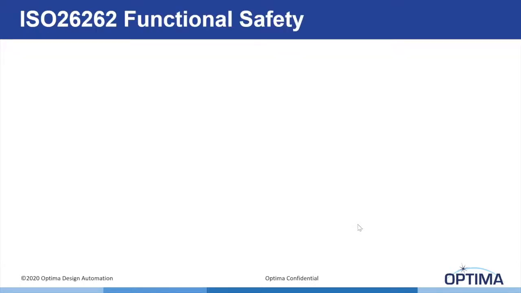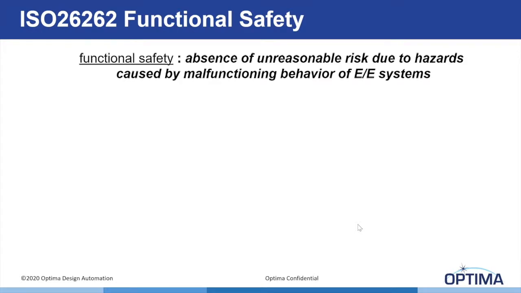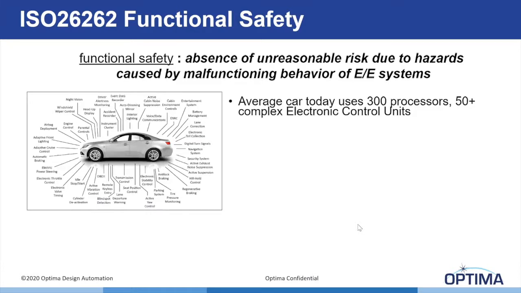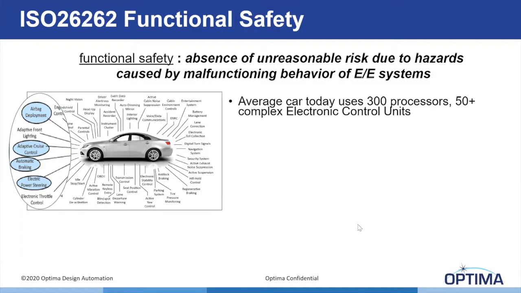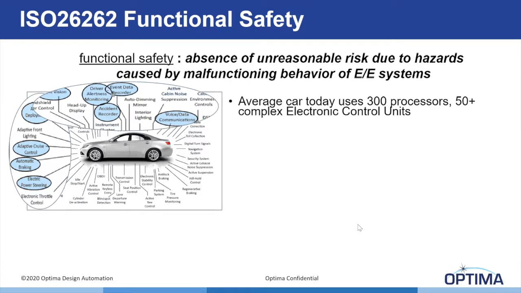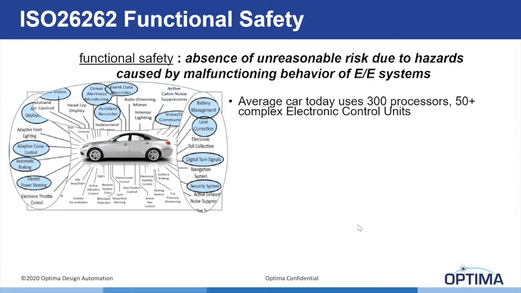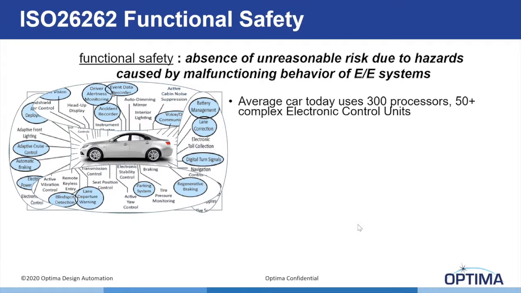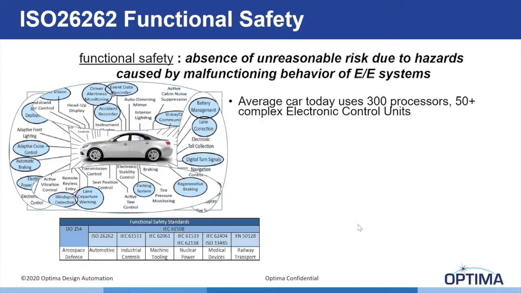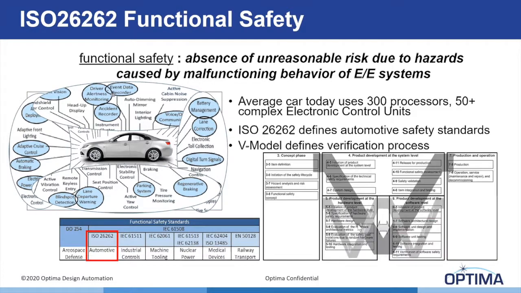ISO 26262 defines functional safety as the absence of unreasonable risk due to hazards caused by malfunctioning behavior of electrical and electronic systems. The average car today uses 300 processors and 50 plus complex electronic control circuits. It's used everywhere: airbag deployment, event data recorder, voice data communications, accident recorder, battery management, lane correction, parking systems, regenerative braking, etc. There are many functional safety standards available for each and every industry. ISO 26262 defines automotive safety standards. ISO 26262 follows a V model, which defines the verification process throughout.